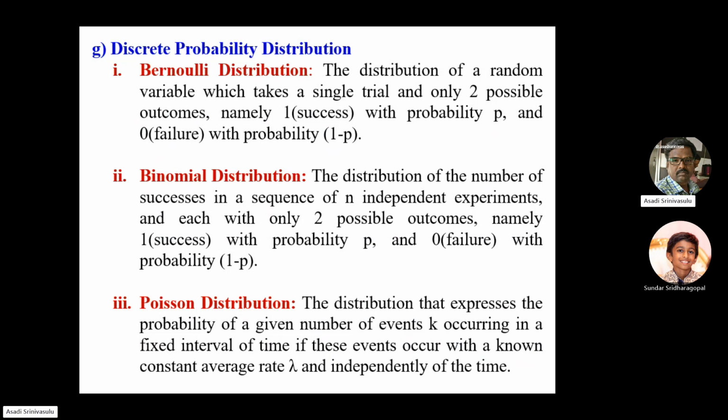Then Poisson distribution is the distribution that expresses the probability of a given number of events k occurring in a fixed interval of time, if these events occur with a known constant average rate lambda and independently of the time. That is called a Poisson distribution.